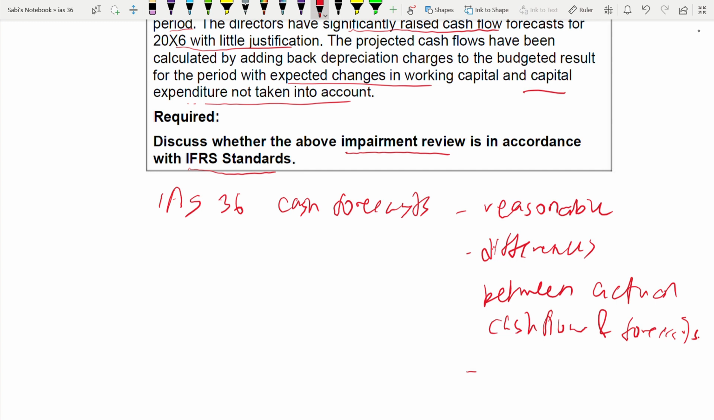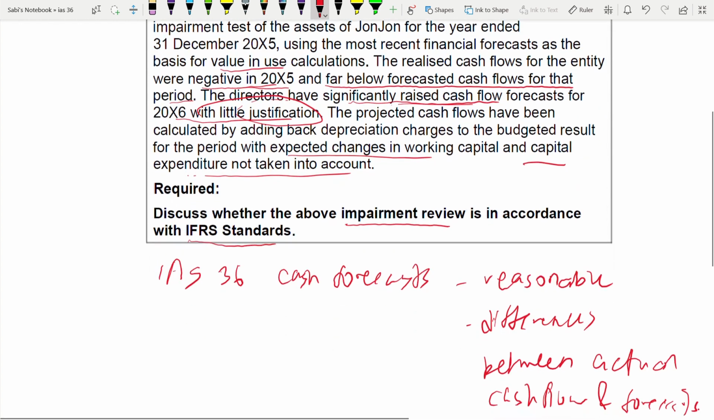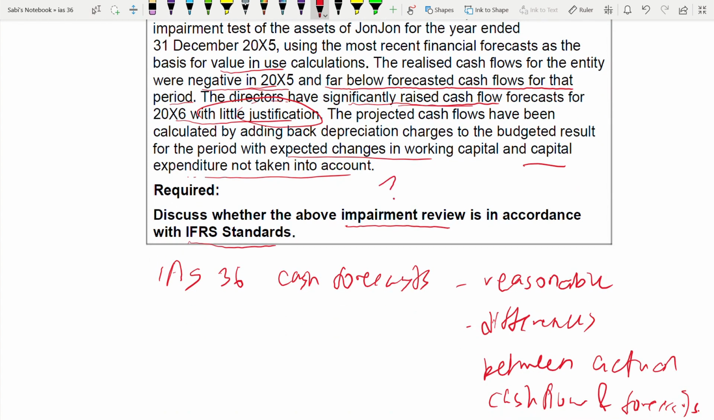So once you identify this, then you need to see what's happening here. Here you can see that even though in 2005 it is negative, they have significantly raised the cash flow in 2006 with little justification. So do you think it's reasonable? No, it is not, because they have raised it without justification. They don't have any justification why they raised the cash flow suddenly. Because in 2005 it was negative. Then why did they raise it in 2006? No justification. So this questions the reliability of the forecast, isn't it? It puts a question mark on the reliability of the cash forecast.